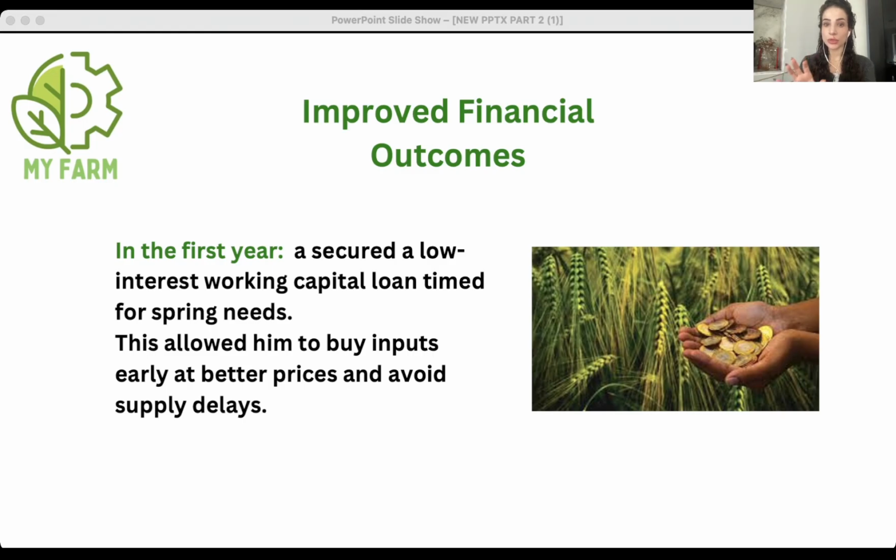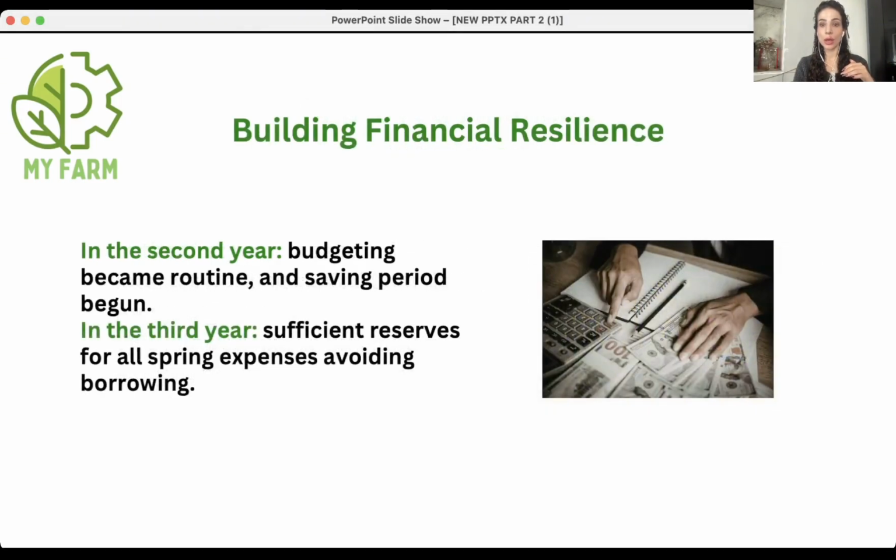So in the first year, Dimitris used this plan to obtain a small, low-interest working capital loan from his local cooperative bank, timed specifically to cover the spring peak. He used it to purchase inputs early at better prices and avoid supply delays. By year 2, the budgeting habit became routine, with clearer visibility of seasonal patterns. Dimitris began setting aside money during his high income months into a dedicated savings account. By the third year, he had accumulated enough reserve funds to cover all major spring expenses without taking out loans.